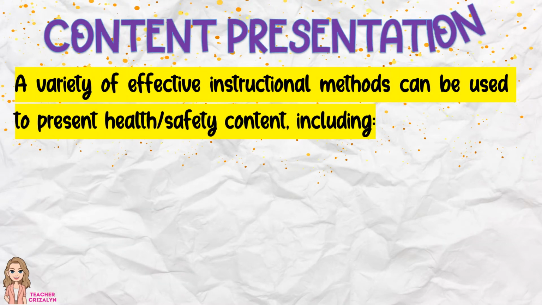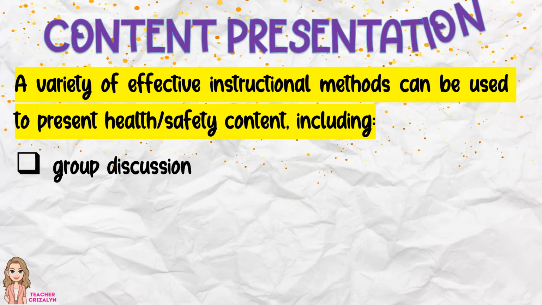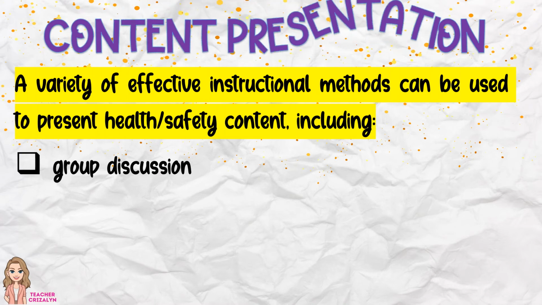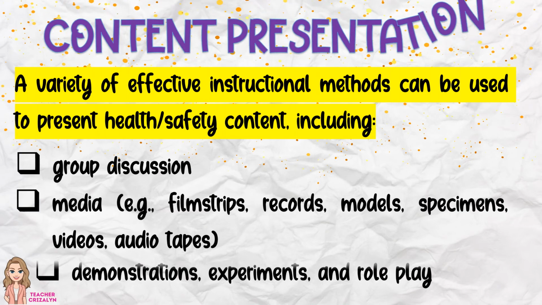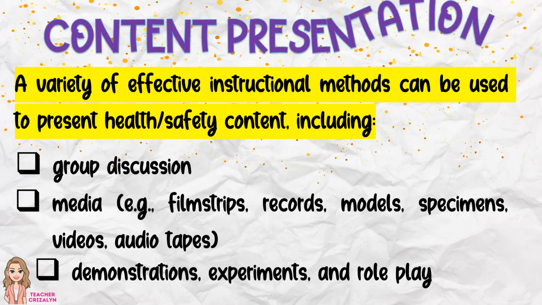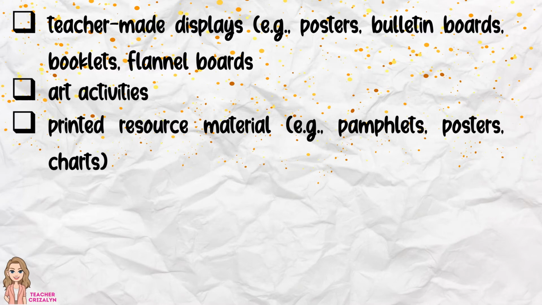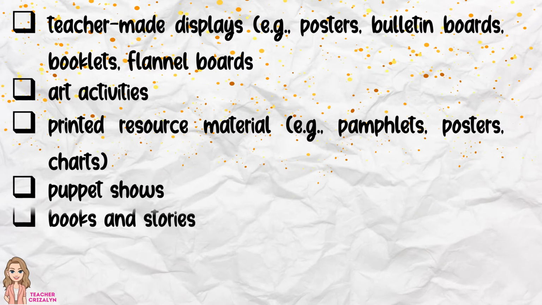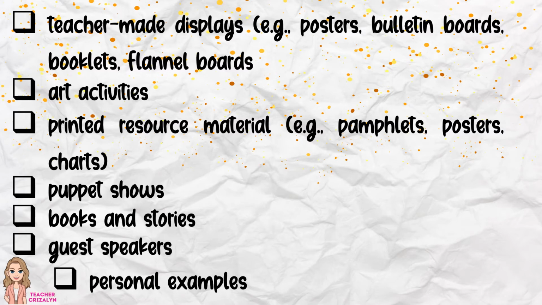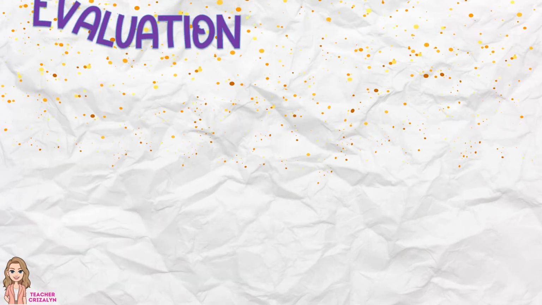A variety of effective instructional methods can be used to present health and safety content, including group discussion, media, demonstrations, experiments, and role play. Teacher-made displays such as posters, bulletin boards, booklets, and flannel boards. Art activities, printed resource material, puppet shows, books and stories, guest speakers, and personal examples. Next is the evaluation.